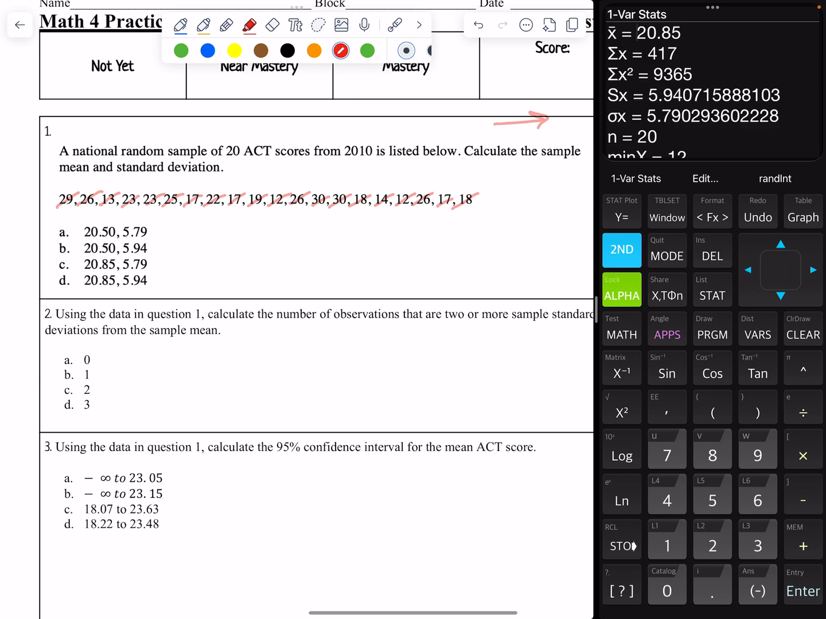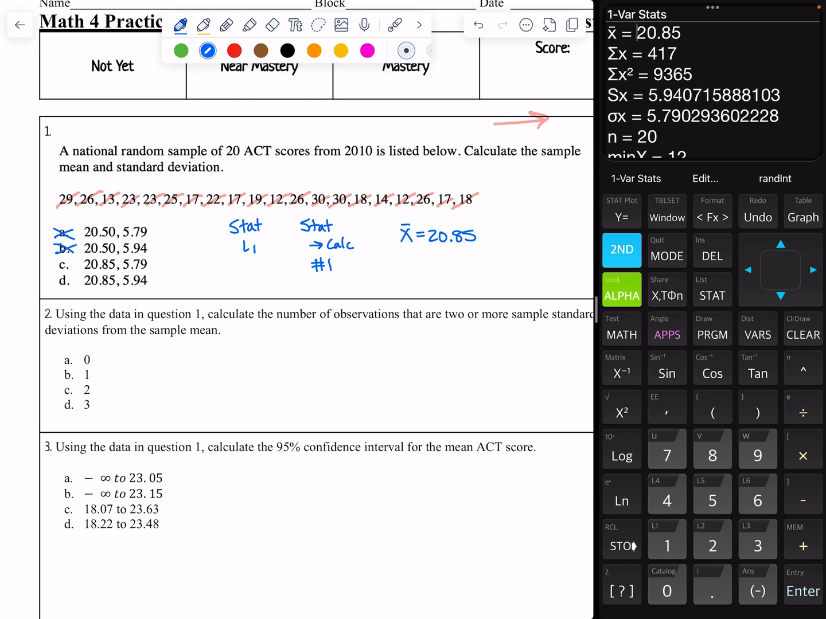And I see that I have a mean of, that's the X bar at the top of the page. So I went to Stat, I typed all of these into L1, and then I went over at the top of the screen to Calc, and then you want option number 1. The mean is the first thing listed, the X bar, so that's 20.85. So I know A and B are wrong.